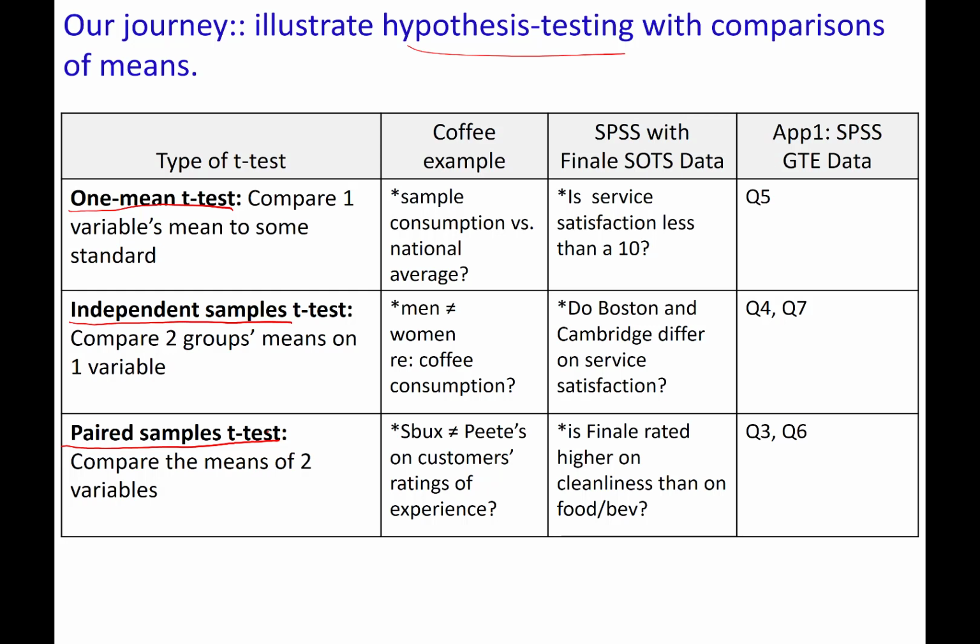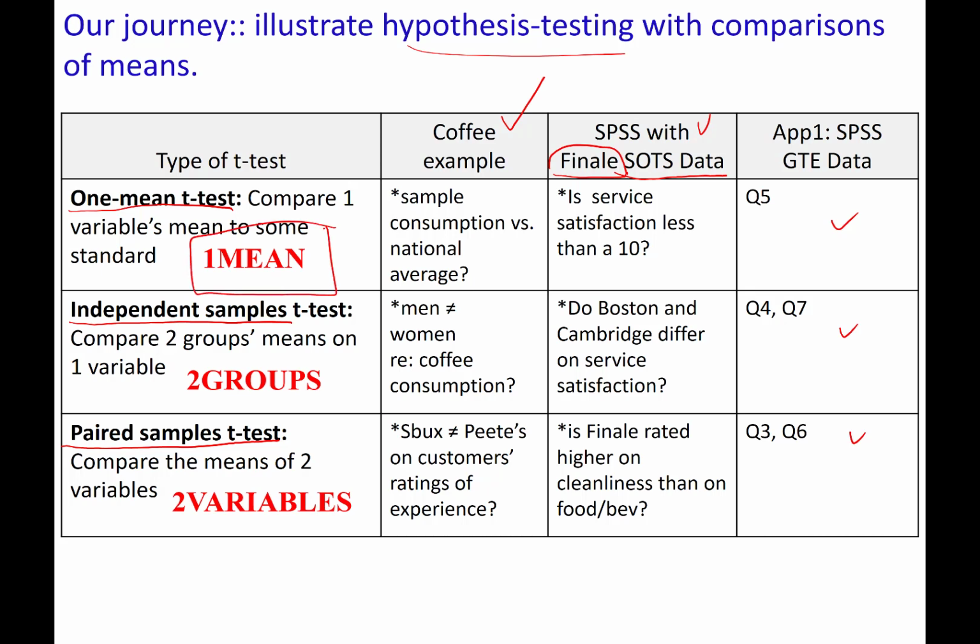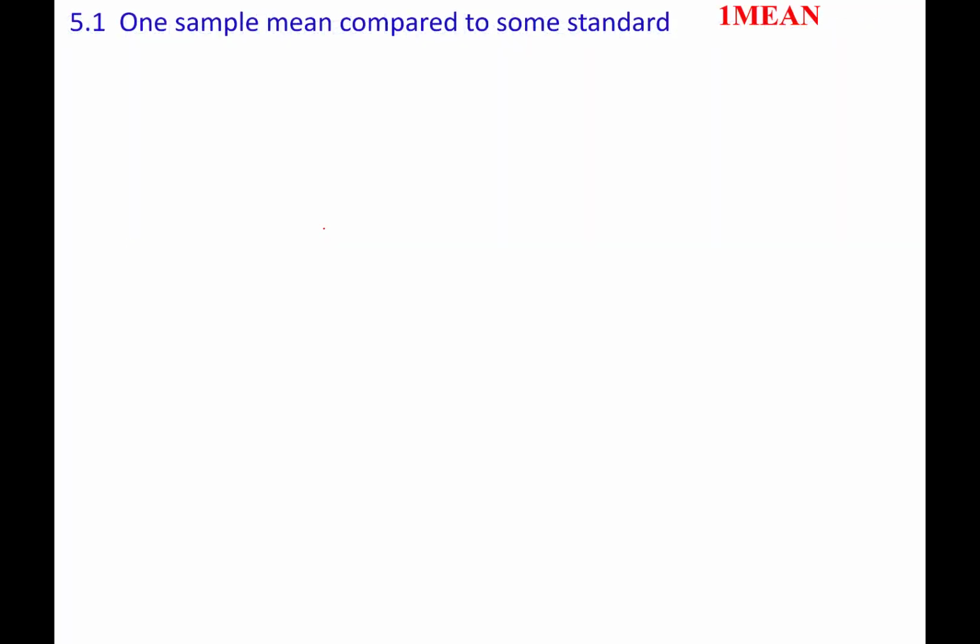Let's say we've got 2 contexts for looking at this. One is a coffee example, which we're going to plow through here momentarily, and then on the 4th video we're going to look at applications within SPSS using the survey on the spot data for the restaurant finale. And then in the application assignment, these are the corresponding questions. But let's jump right into the one mean test. The one mean test will be our little label for this.